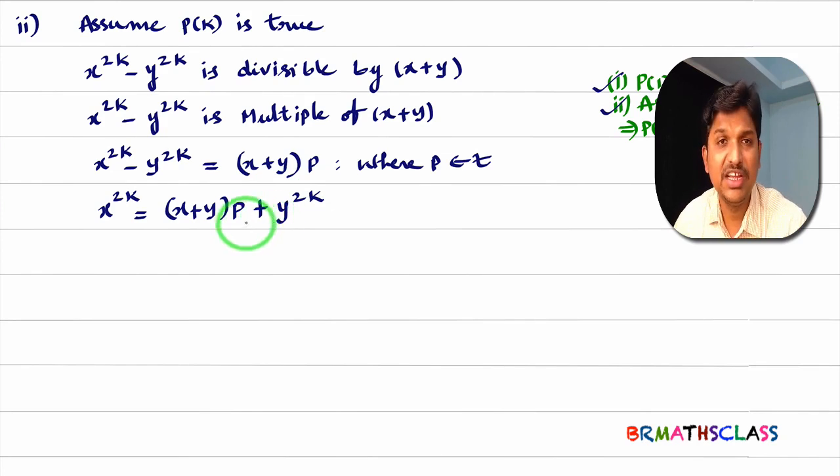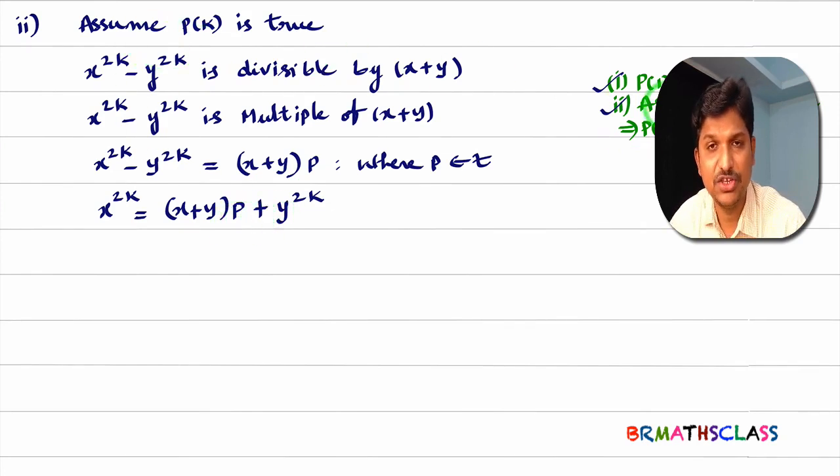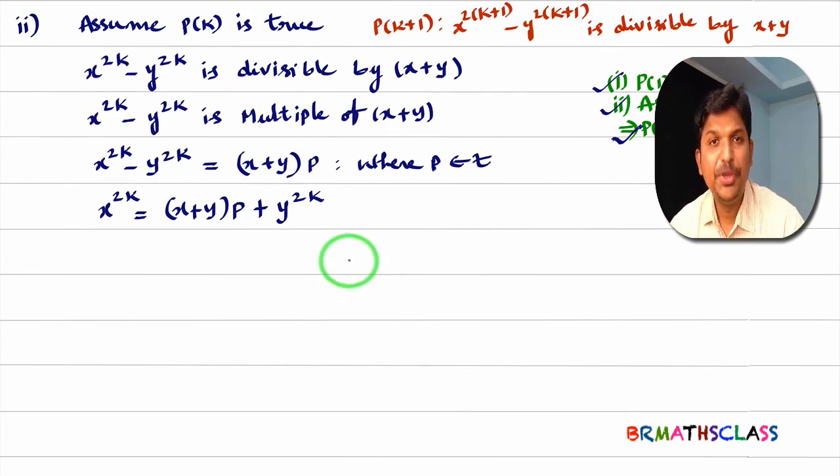Now, what is our intention? By assuming P of k is true, we are trying to prove P of k plus 1 is true. To prove P of k plus 1 is true, it is important to know what P of k plus 1 is.